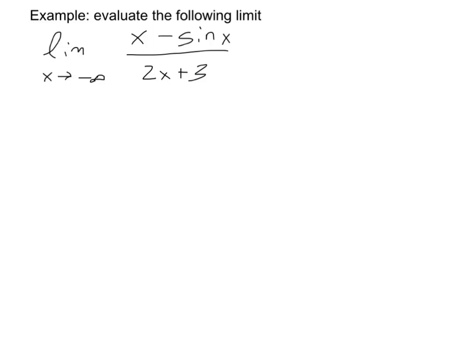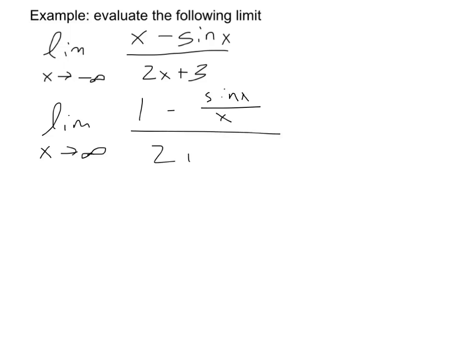So I have one last example that also involves a little bit of trig. I'd really like you to pause the video, try this one, and I'm really hoping that you'll come up with an answer on your own that you're happy with. So I'm going to divide the top and bottom by x, because that's the highest power of x in the denominator. I'm going to end up with 1 minus sine x over 2 plus 3 over x.